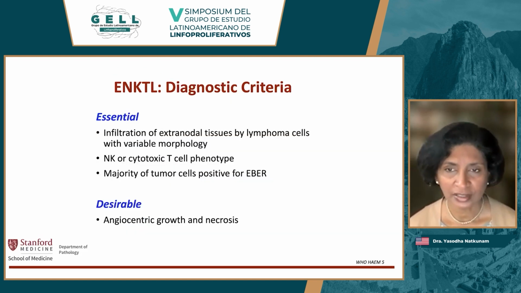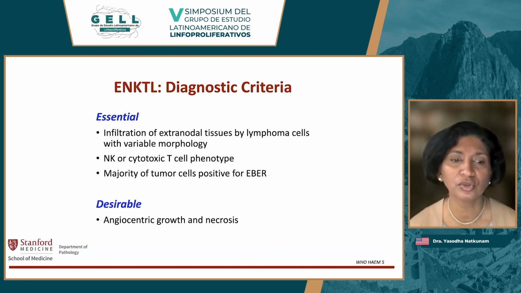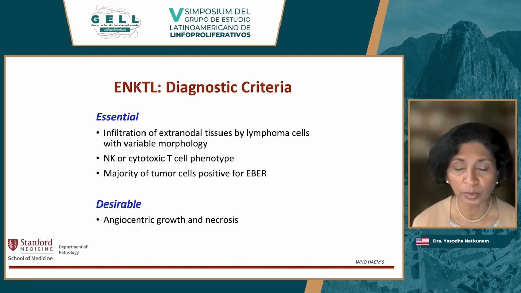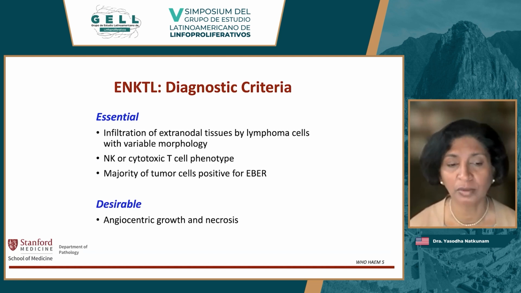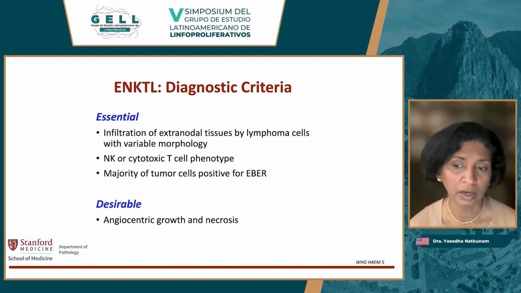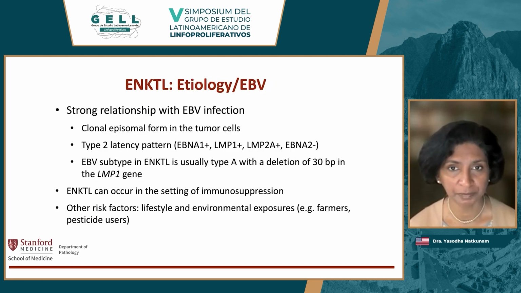So in the WHO classification, the essential criteria for this diagnosis are infiltration of the extranodal tissue by lymphoma cells with a variable morphology. They can have an NK or cytotoxic phenotype, and the majority of the cells are positive for EBER. It's desirable when you have angiocentric growth and necrosis, but even if you don't see it in small biopsies and you have the other three features, you can make the diagnosis. And for EBV detection, EBER is preferred over LMP1 or other markers because those may be negative, but EBER is always positive in this lymphoma.